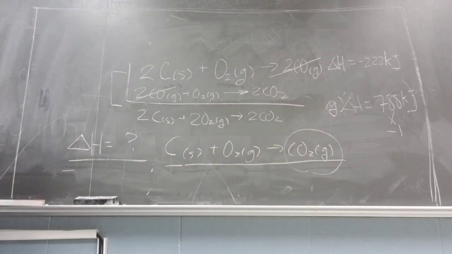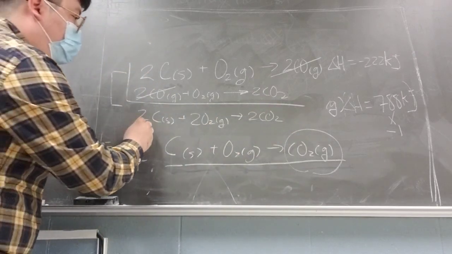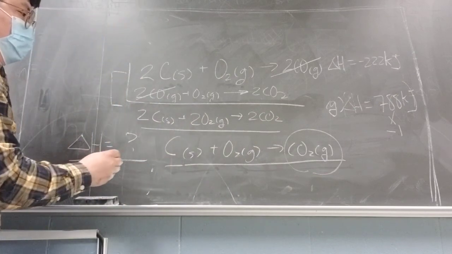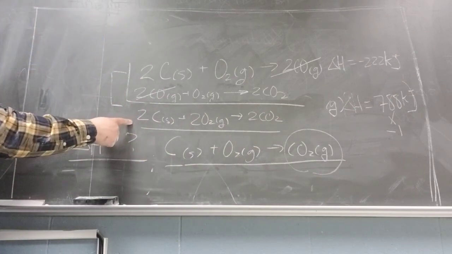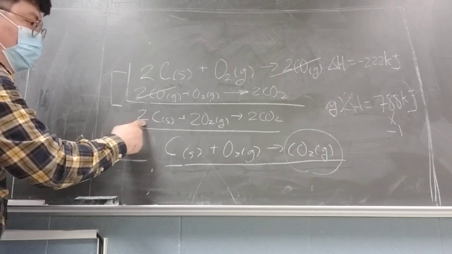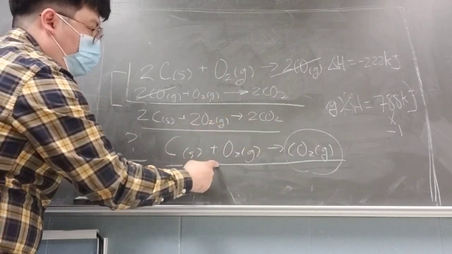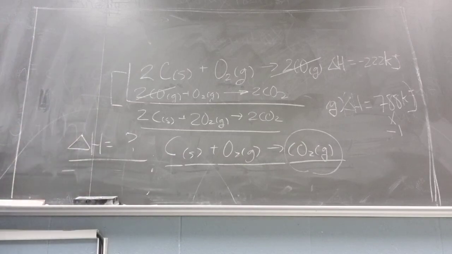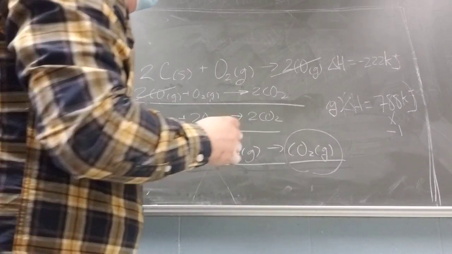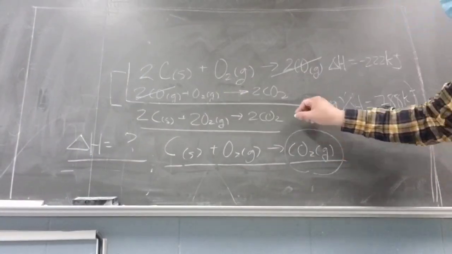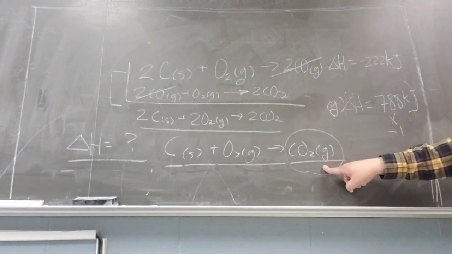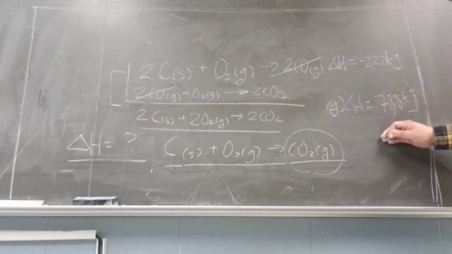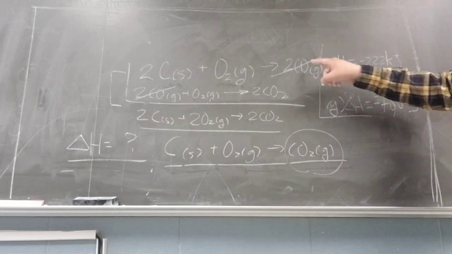So if that is the case, we're almost done. But if you look at these two, it's half of what you have over here, because it's 2, 2, 2 and here it's 1, 1, 1. So this is another rule we have for Hess's law. Whenever you have the enthalpy change, half of the enthalpy change will be the same as this one.